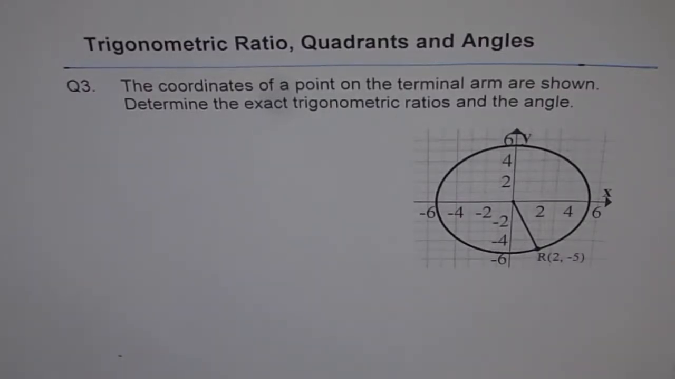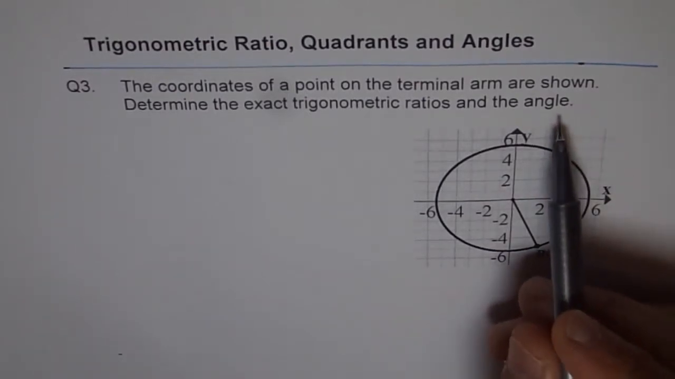Trigonometric ratios, quadrants and angles. Here is question number 3 for you. The coordinates of a point on the terminal arm are shown. Determine the exact trigonometric ratios and the angle. Well, you can find the angle to one decimal place.